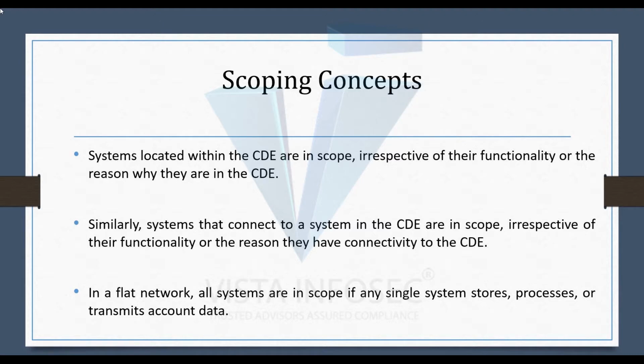Similarly, any system that connects to a system in the card data environment is in scope, regardless of the functionality or the reason why it has connectivity to the card data environment. I'll give you an example. We finished the assessment of a large enterprise, and they had an application sitting in the card data environment, and they had outsourced the management of that application to a third-party provider. Listen to me carefully: to an outside third-party provider. Now, whenever there is a requirement, this third-party provider directly connects via VPN to the production environment and does whatever has to be done.